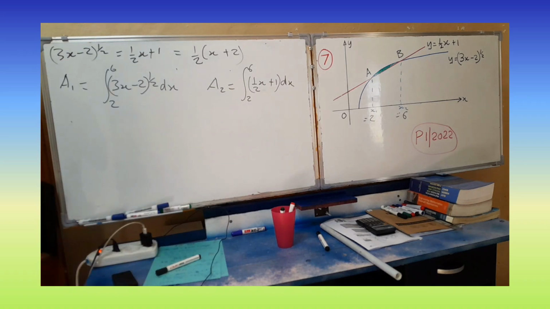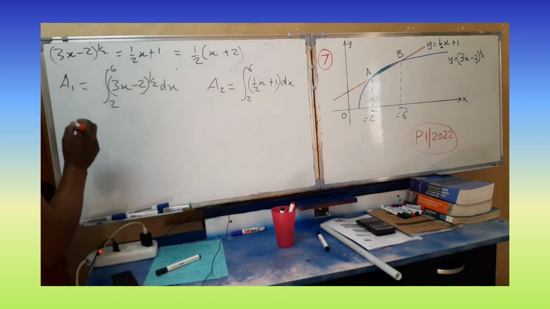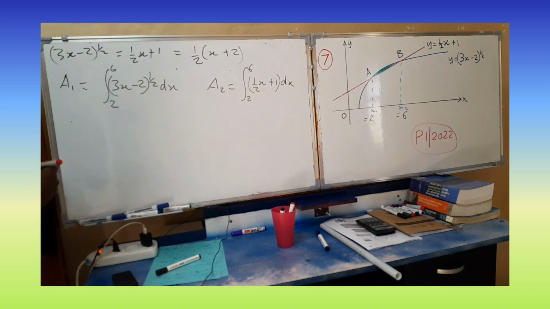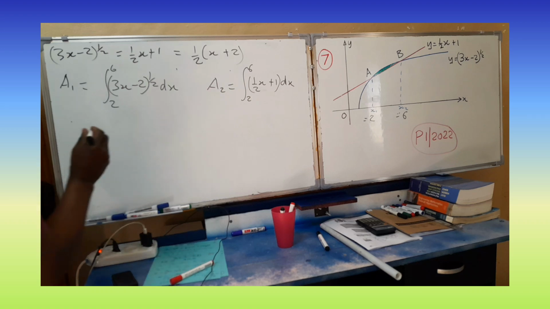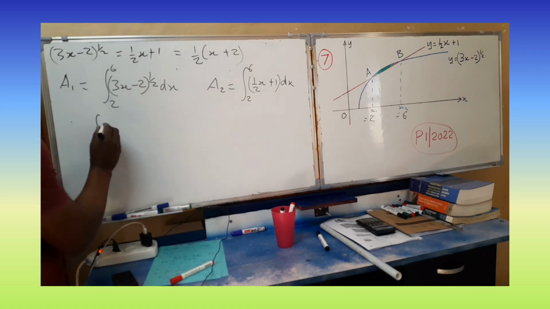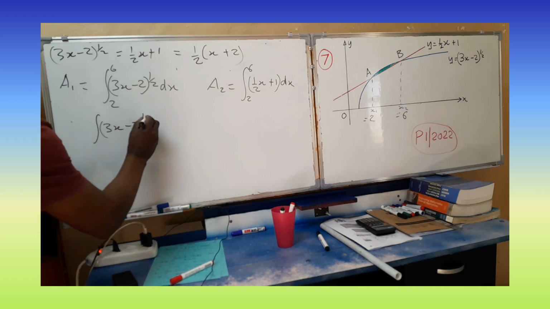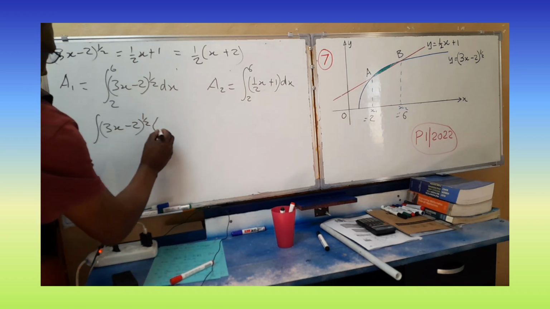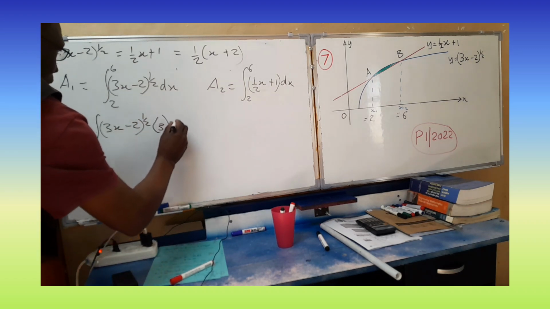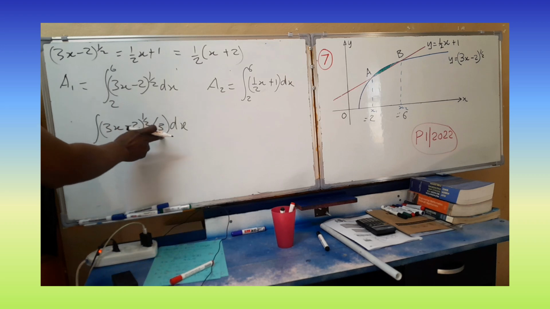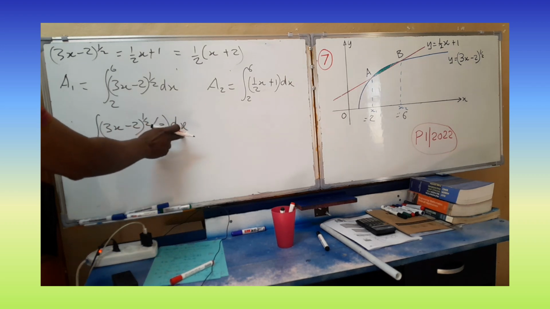Okay, so we can do this. Again, let's forget the limits. They just stand in the way. So we are going to say, let this be equal to, we can write this as the integral of (3x minus 2) to the power a half, multiplied by 3 dx. Now this is f of x multiplied by f prime of x dx.